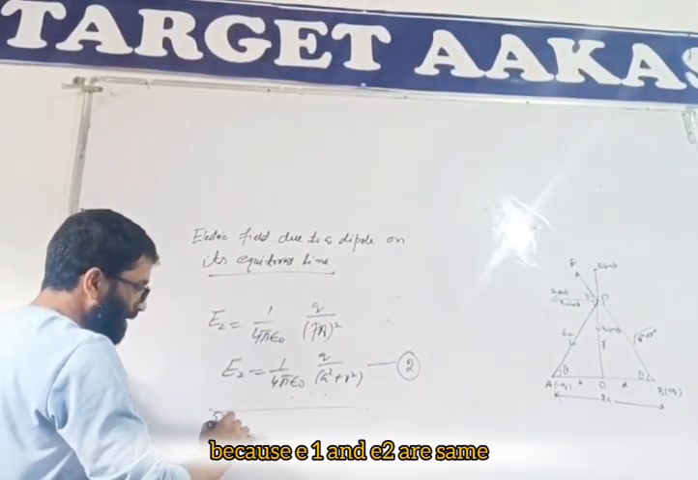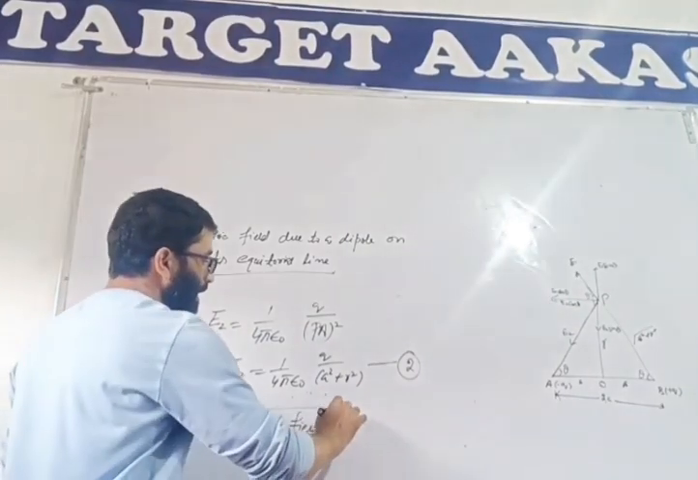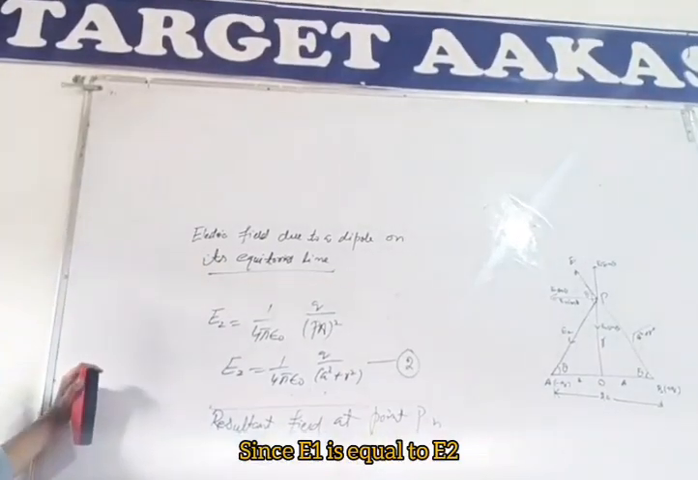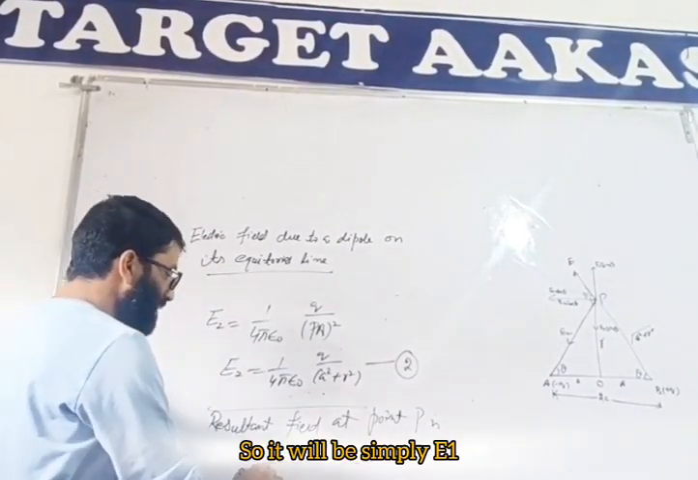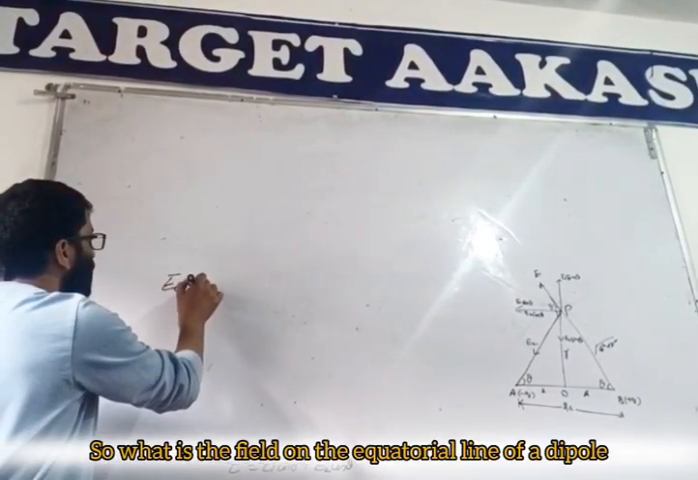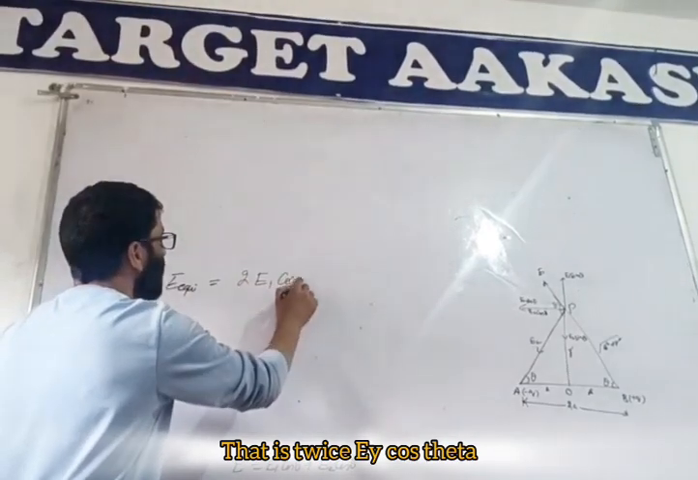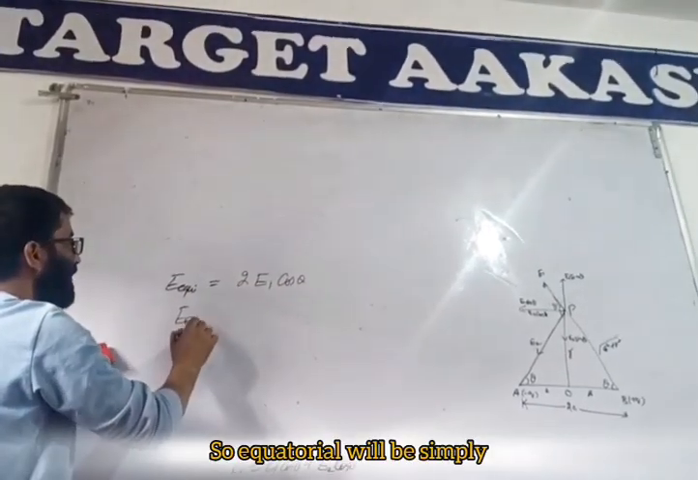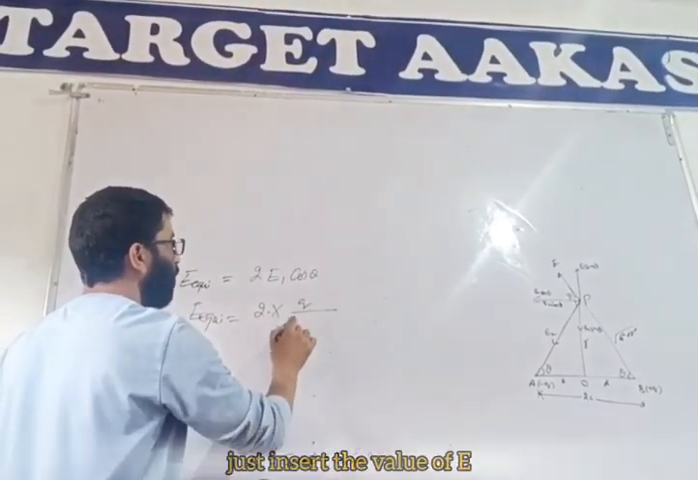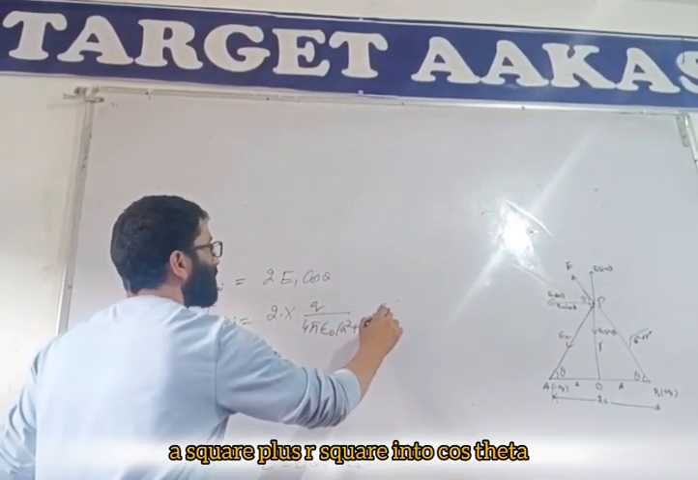Resultant field at point P. Since E1 is equal to E2, they are of the same magnitude, so it will be simply E1. So what is the field on the equatorial line of the dipole? That is twice E1 cos theta. So E equatorial will be simply twice, just inserting the value of E1, Q upon 4 pi epsilon naught a square plus r square into cos theta.